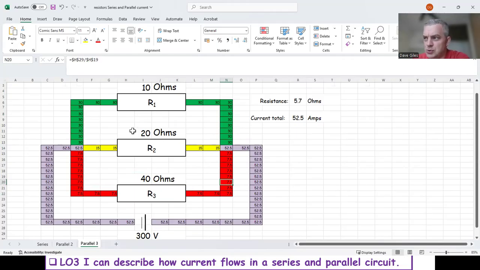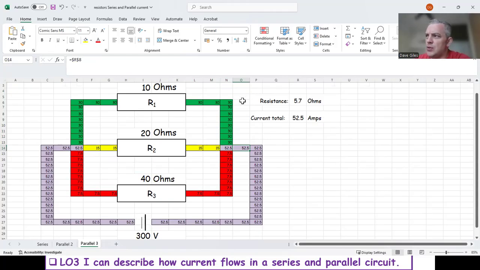Half as much is going for the 20 ohm resistor, and half as much again is going through the 40 ohm resistor. And you'll also notice that if you add these up, 30 add 15 is 45, add 7.5, 52.5. It's equal to the current in. So the current comes in here, it splits, and then it recombines here back to 52.5 amps.